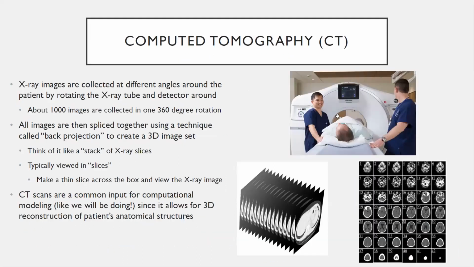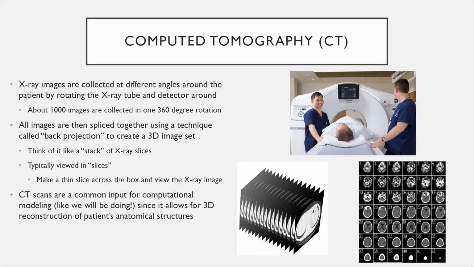Right. For a CT scan, what you can think about is that the X-ray detector and the X-ray tube are rotating around the patient very, very quickly. And all that time it's shooting out the X-rays and taking snapshots at different angles around the patient.